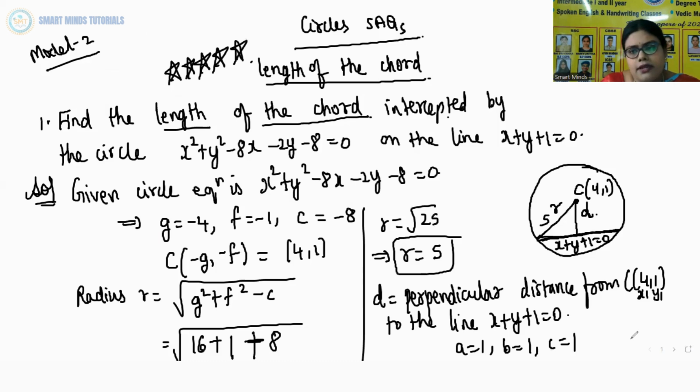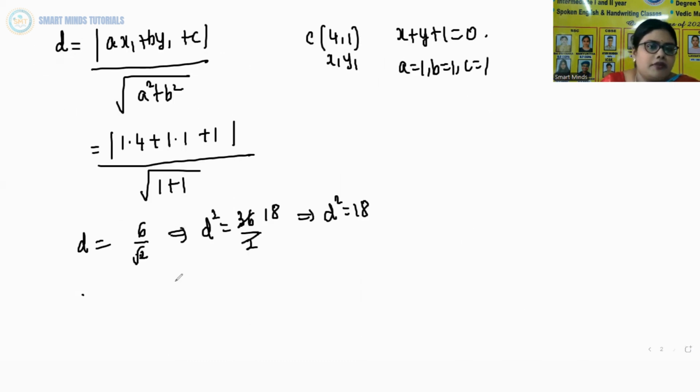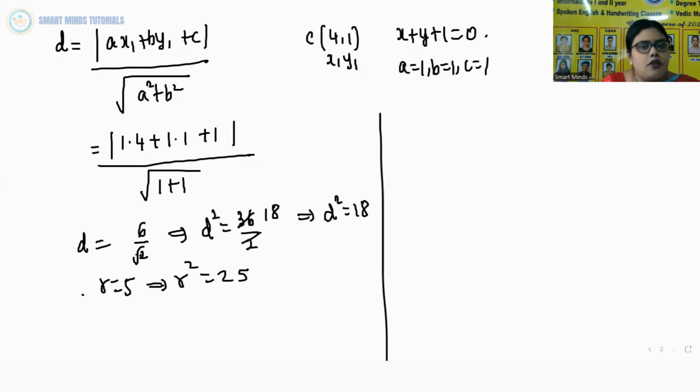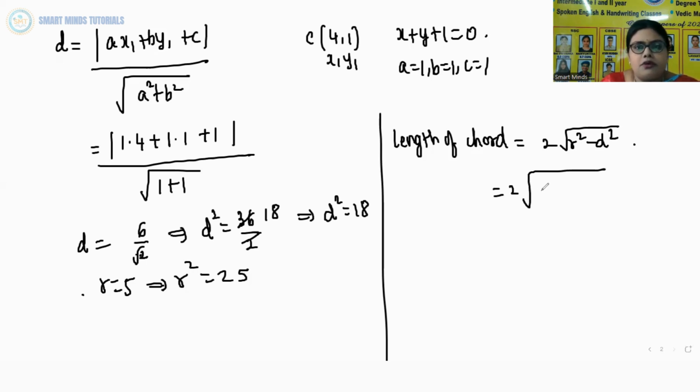And what is the radius? Radius is 5, so r square is 25. We need d square and r square values for length of chord. Now we will apply length of chord formula. So what is length of chord? 2 root r square minus d square. This is the formula for length of chord. Now we need to substitute. R square is 25 minus d square is 18. So that is 2 root 7 units.